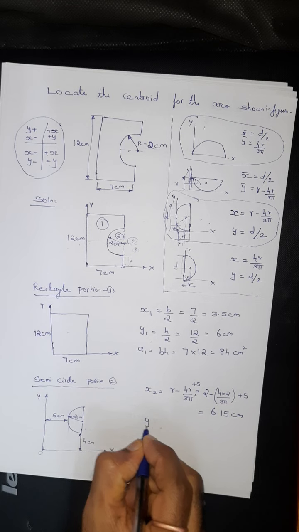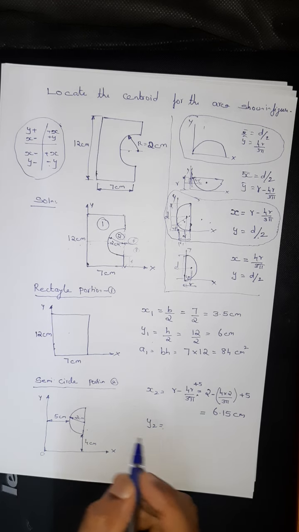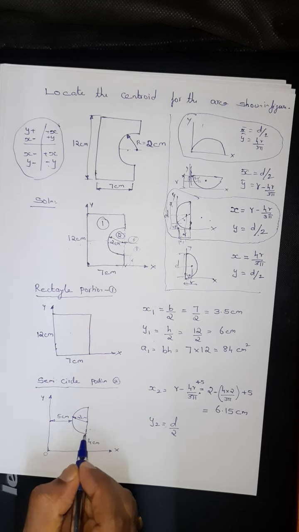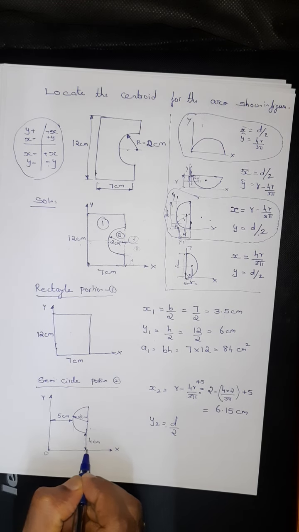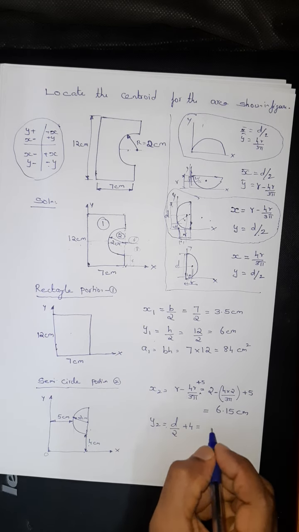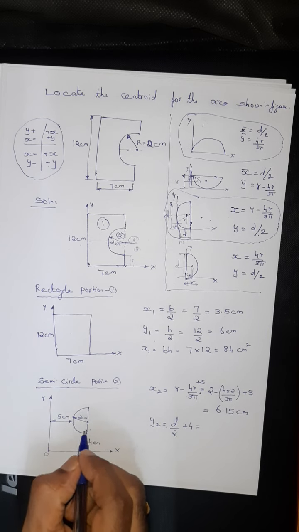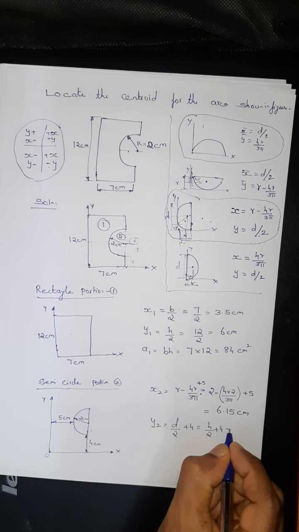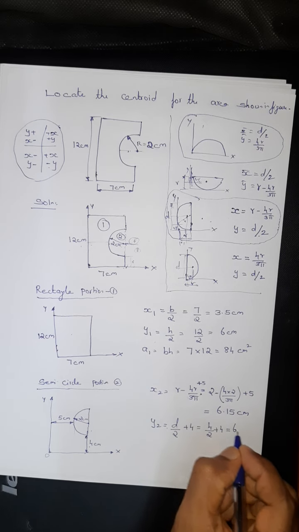Then what about y2? Y2 is d by 2, right? And look at here, this is with respect to the x-axis, right? How far is it? 4, then plus 4. It can be written as d is 2 plus 2, 4. That is 4 by 2 plus 4, which is 6 centimeter.